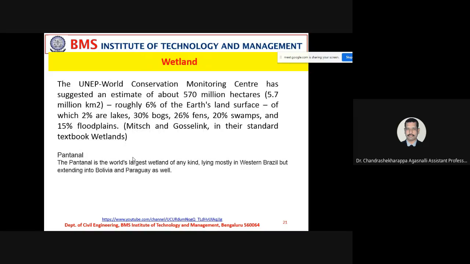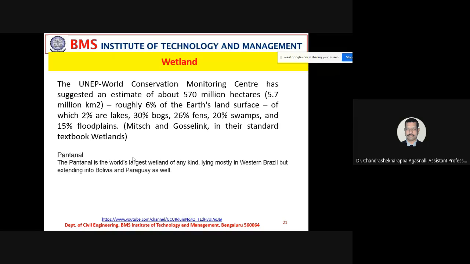Okay, this is another type. Then wetland. What is there in the wetland? As per the United Nations Environment Programme's World Conservation Monitoring Centre, there are almost 570 million hectares of wetlands on the earth, roughly 6% of the Earth's land surface, of which 2% are lakes, 30% bogs, 26% fens, 20% swamp areas, and floodplain areas are 50%. These are all the wetlands we have.